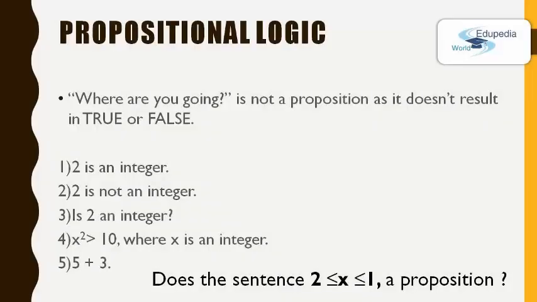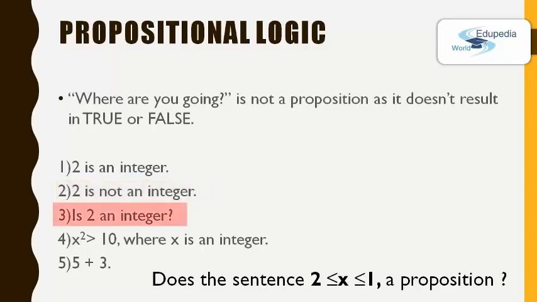Now take this statement, where are you going? It is not a proposition as it does not result in a true or false value. So this statement is just a question rather than proposing something. So now, like 5, just tell me whether the given 5 statements are propositions or not. The first statement, 2 is an integer. Yes, this statement results in a Boolean truth. Therefore, this is a proposition. Now the second statement, 2 is not an integer, and this statement results in a Boolean false. Therefore, this statement is also a proposition.